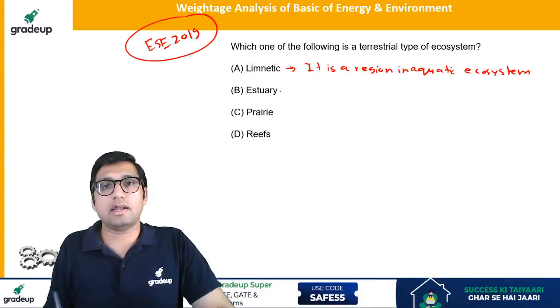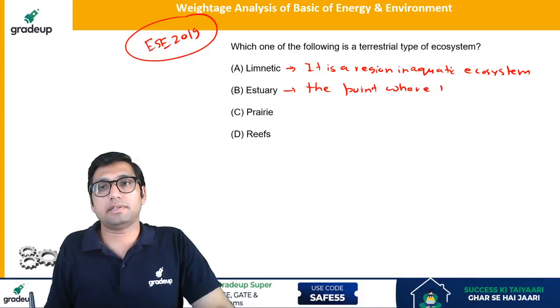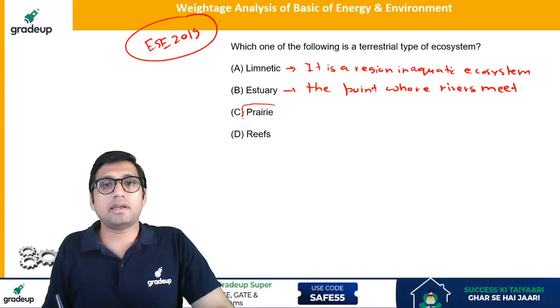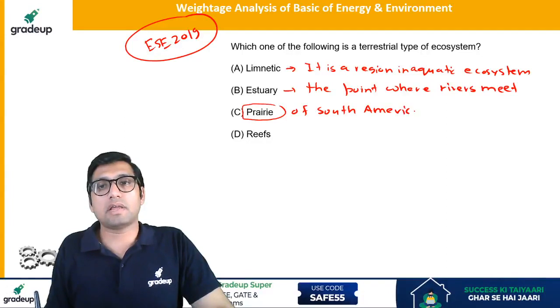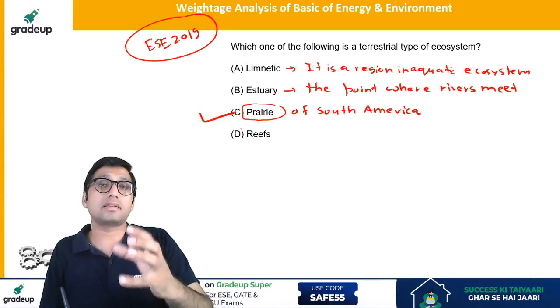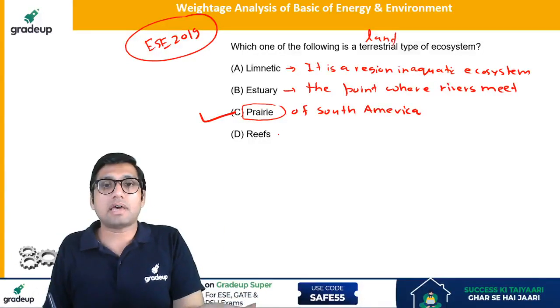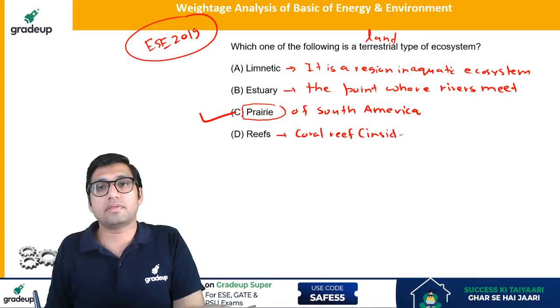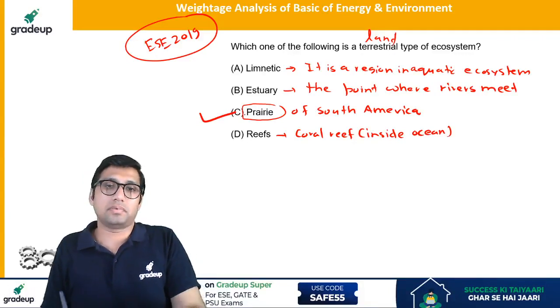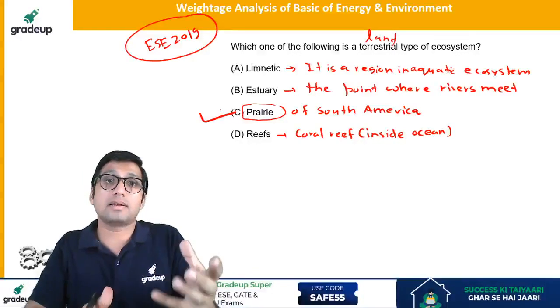Then we have estuary. It is the point where different rivers meet. That is called an estuary. Then prairie. You must have heard about the prairies of South America, which are very famous. It is a terrestrial ecosystem, found on the land. Terrestrial means found on the land. And reefs are basically coral reefs. They are found inside the ocean or water. So it is only prairie which is a terrestrial type of ecosystem.